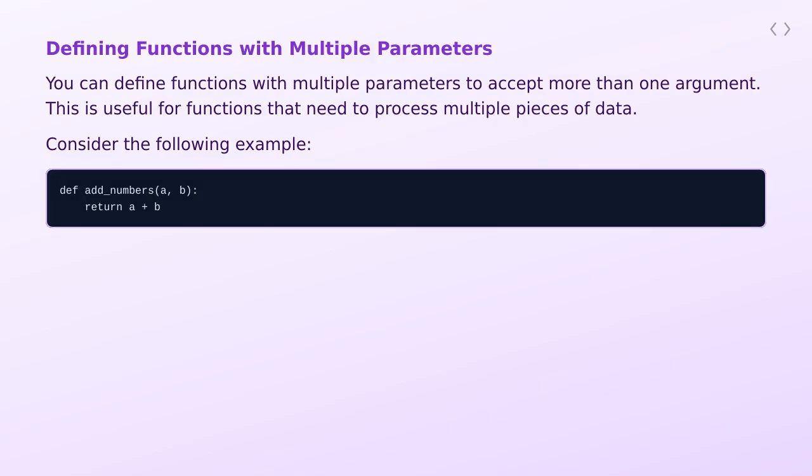Let's move on to defining functions with multiple parameters. You can define functions with multiple parameters to accept more than one argument. This is useful for functions that need to process multiple pieces of data. Consider the following example. Walk through the function definition shown in the code example.